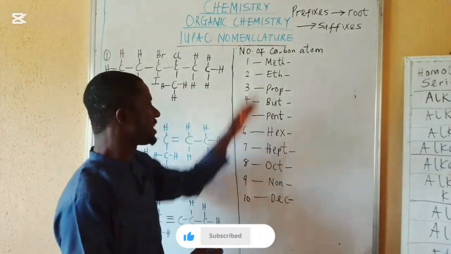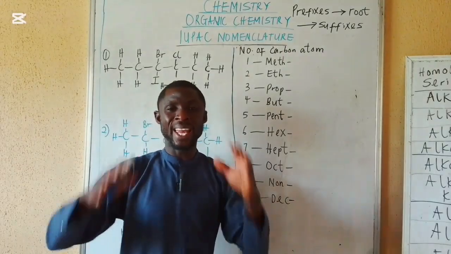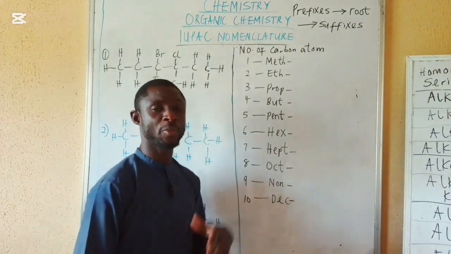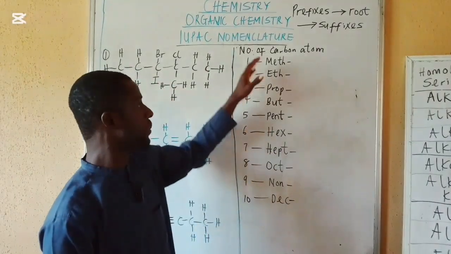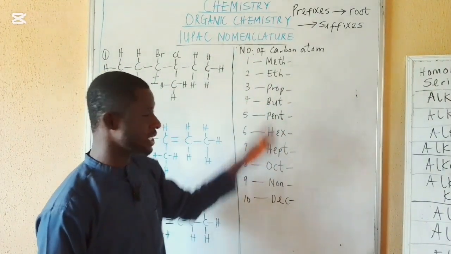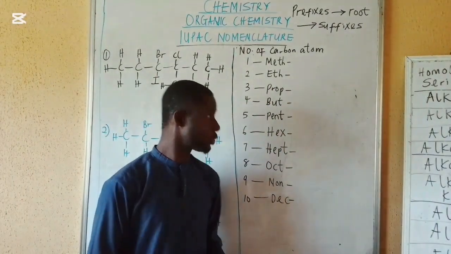So this is constant. Anytime you spot an organic compound, you are first going to look at the longest continuous carbon chain that is present in that organic compound, and that is going to help you to know what you are going to write for the root.